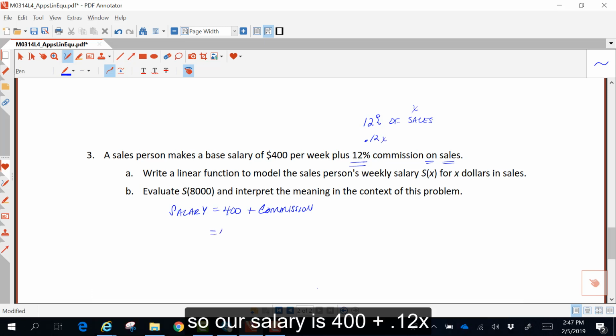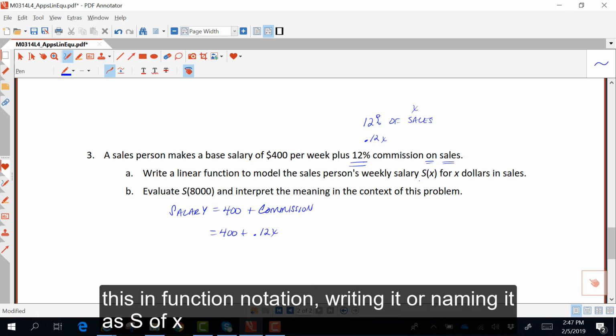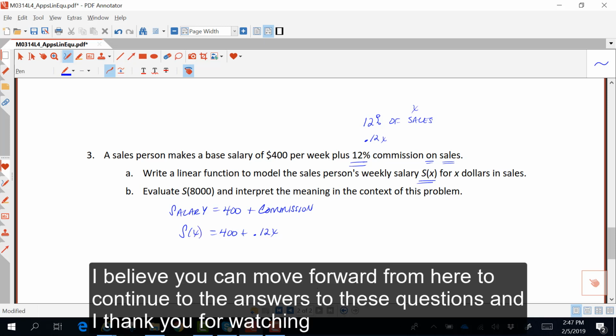So our salary is 400 plus 0.12x. Now I could write the word salary again, but in our question it wants me to write this in function notation, writing it or naming it as s of x. I believe you can move forward from here to continue the answers to these questions.